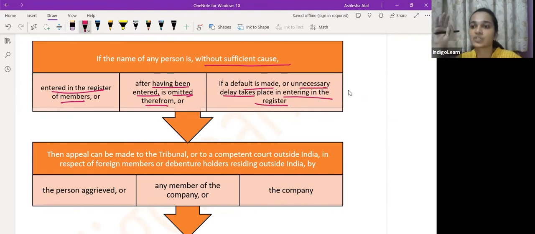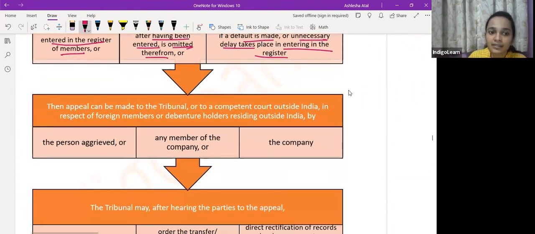So 3 situations. One is without sufficient cause someone's name has been entered into the register of members. Second is someone's name was entered but it was later on omitted without any reason. Third is a default has been made, there's an unnecessary delay in entering a person's name in the register of members. So situation में क्या हो? In that situation, an appeal can be made to the tribunal or to a competent court outside India.